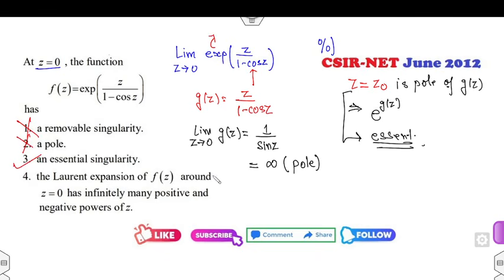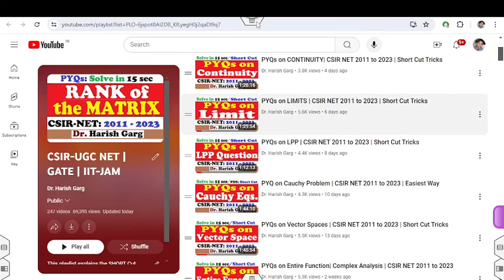Now, Laurent series. Once it is an essential singularity, you can expand in the Laurent series with infinite terms of negative powers. So once it is an essential singularity, there are infinite terms of positive and negative powers. So the right answer is C and D. Always remember my simple tip: you have to find just the limit, and make sure for the limit you watch my video on limit questions.